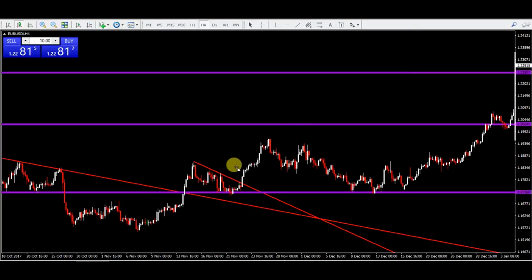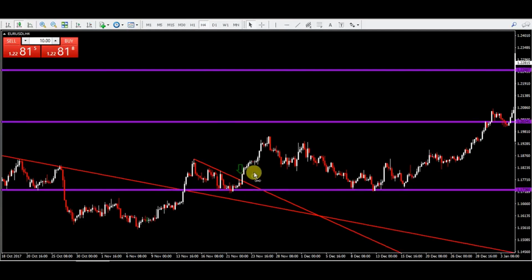So this area right here, point this arrow to it. This area right here, got the arrow pointing to that 4-hour candle closure above that trend line. Now at this point that has happened. Now you may ask yourself, okay, great, that rule has been met.